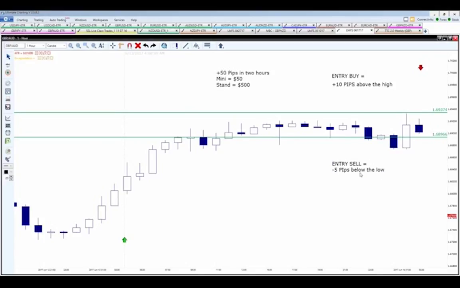And once again, I don't have a lot of time to go into the difference here. Why 10 pips above, 5 pips below? Josh will go into that detail in the video that you're going to get from him on the instruction video. So let's go ahead. Let's keep moving forward. Let's see what this market does here.